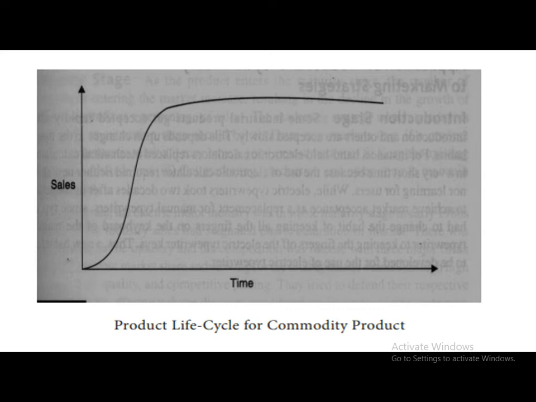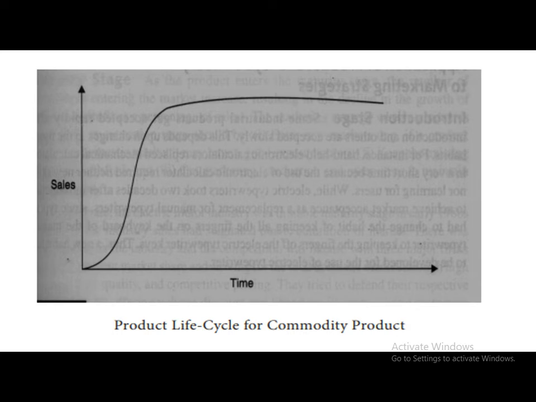So this is the product life cycle for commodity products. For products such as steel and cement, the demand remains relatively inelastic in a monopolistic market due to the absence of any competitors or competition. Sales do not experience a decline. Once the competition becomes intense, the situation would change and sales may show a decline stage.